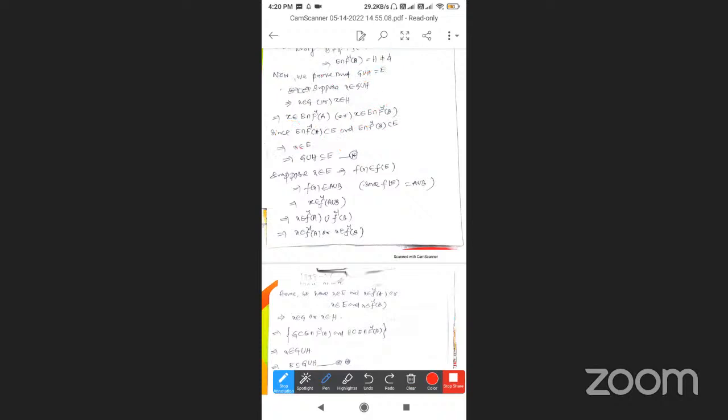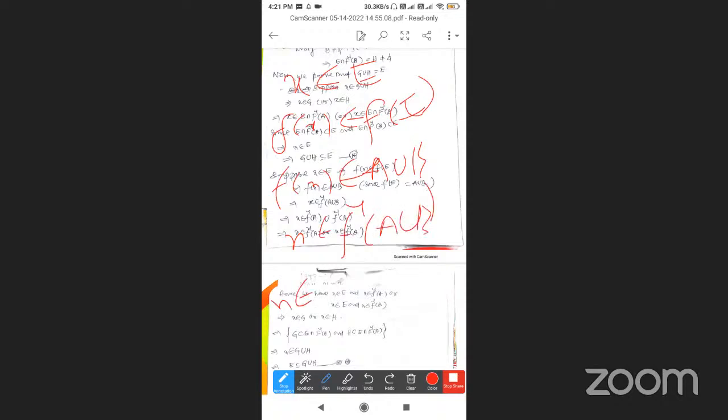Suppose next time x belongs to E. This one we have to prove x belongs to G union H. Applying the image, f of x belongs to f of E. So therefore f of x belongs to f of E, which is A union B. So x belongs to f inverse of A union B. So therefore x belongs to f inverse of A or union f inverse of B.